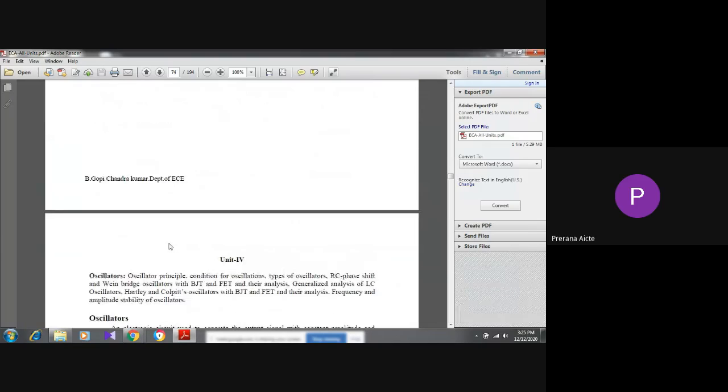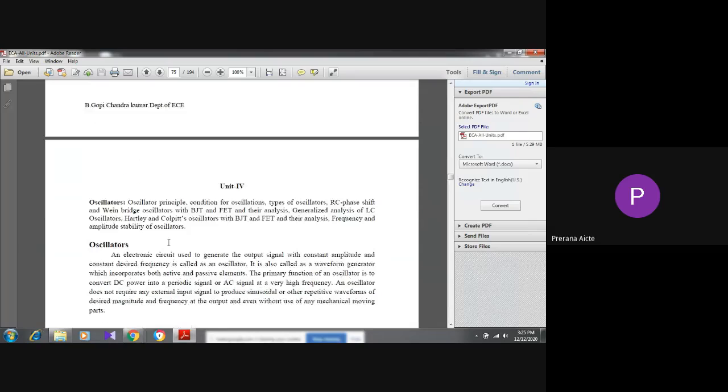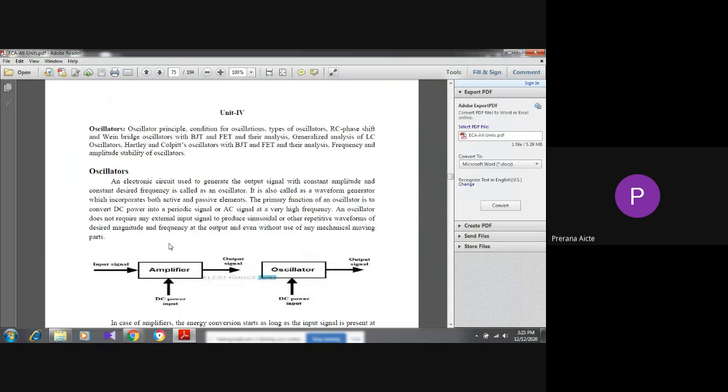Okay, so this is about the first part, and the next part is about oscillators. In oscillators we are using positive feedback, which I already told you earlier in the class. With this positive feedback, we can generate oscillations. Positive feedback means the input and output signals are both in phase, meaning the phase angle is 0 degrees or 360 degrees.